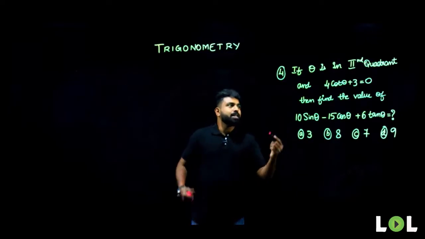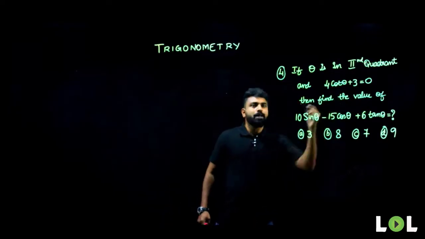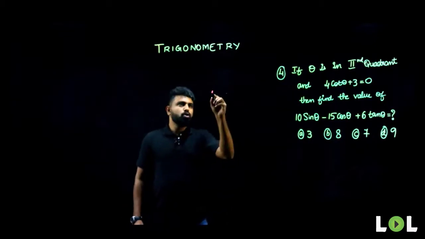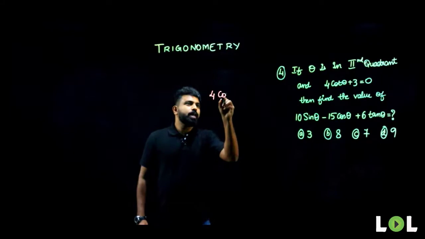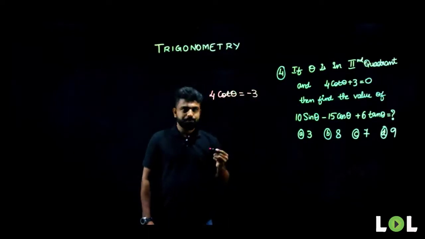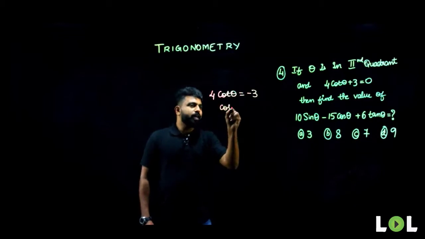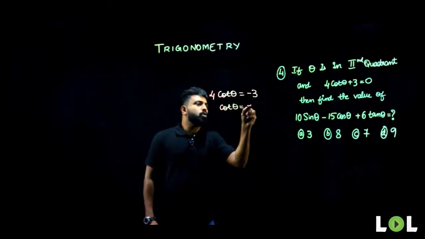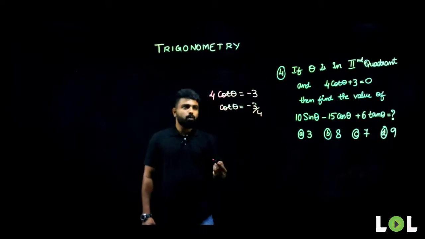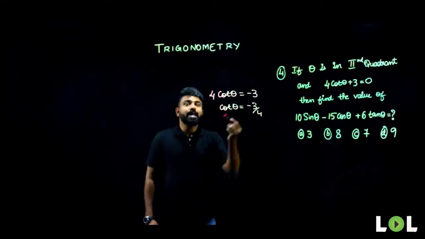First, let me simplify and get the value of cot theta from this. So what do I get? 4 cot theta plus 3 is equal to 0. So what will be the value of 4 cot theta? 4 cot theta will be equal to minus 3. So cot theta will be equal to minus 3 by 4. And we know that theta is in the second quadrant, so cot theta will always be negative.